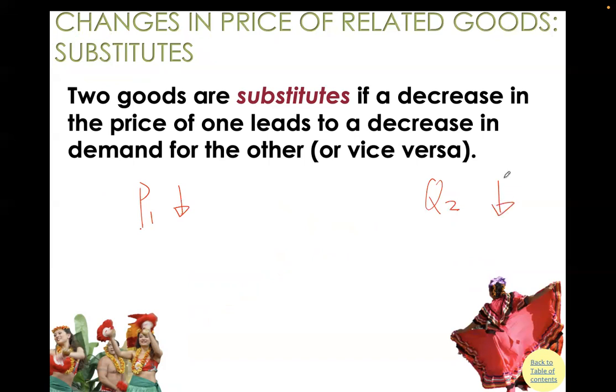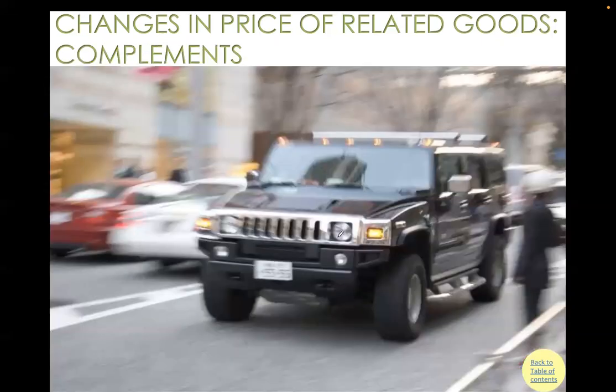How does this happen? When P1 decreases, this is going to lead to Q1 increasing, right? This is the law of demand. Now, because they are substitutes, you're going to reduce the other one, because at the end, what you care about is Q1 plus Q2, right? Because they're substitutable. Okay, so these are substitutes.